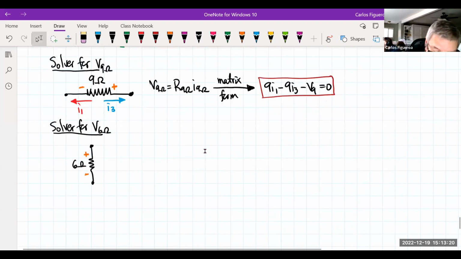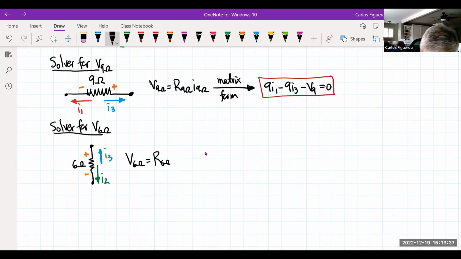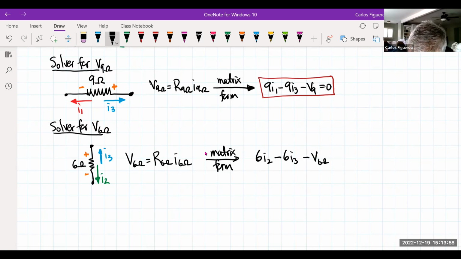So if I look at this, that means this one's going down, I2. This one's going up, that's I3. So again, V6 ohm is going to be R6 ohm times I6 ohm. Now, if I put it into matrix form, what do I see? I see 6I2 minus 6I3 minus the voltage across the 6 ohm. I'll just call it V6, and that's equal to 0.